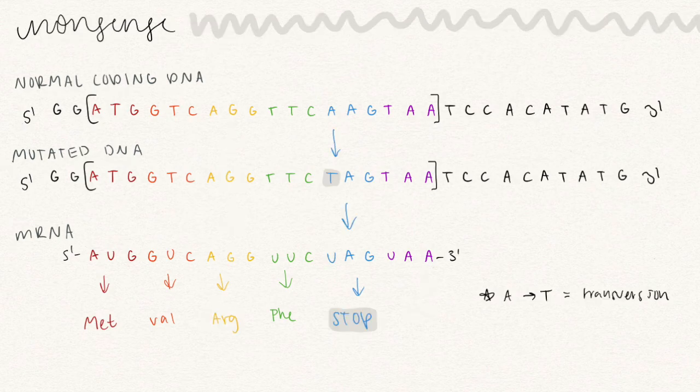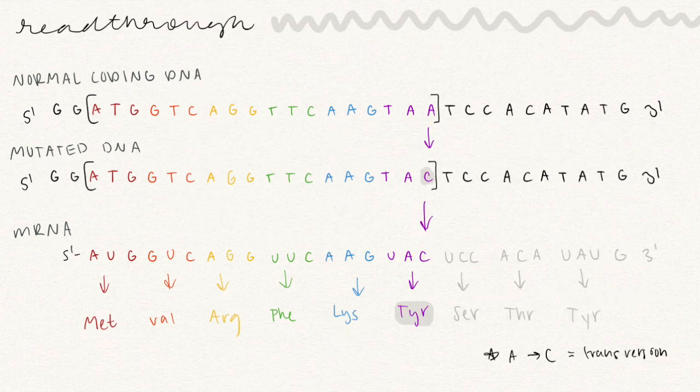Next is an example of a nonsense mutation. In this one, an A is changed to a T in the coding strand. When transcribed, this T becomes a U, changing the codon for lysine to a stop codon. This ends translation prematurely, and the protein product is only 4 amino acids in length instead of 5. This is a transversion because adenine, a purine, is changed to thymine, a pyrimidine.